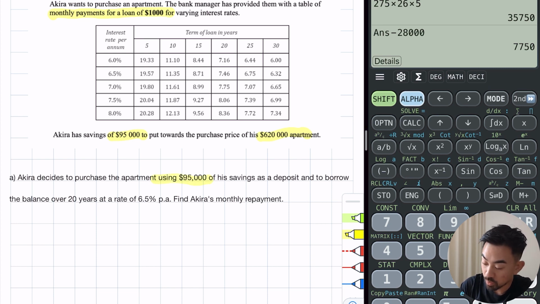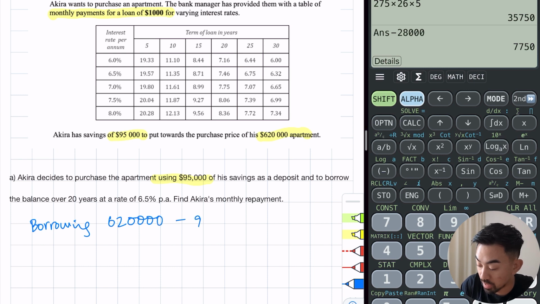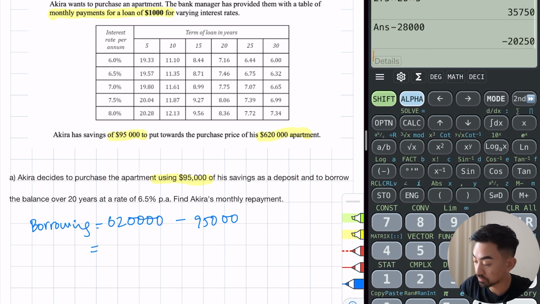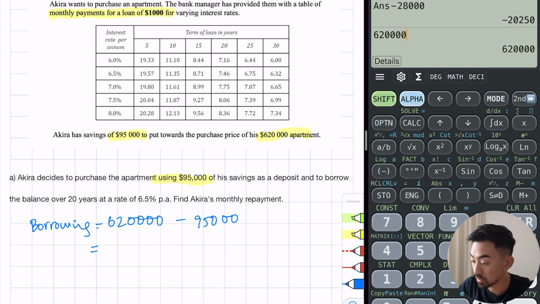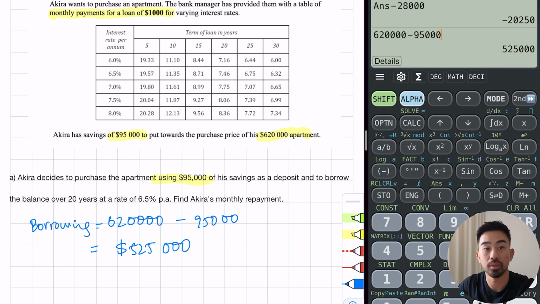All right, so he's putting a deposit down of 95,000. So that means he's only borrowing 620,000 take away 95,000. So what is that? 620,000 minus 95,000. So he's borrowing 525,000. Okay. Now let's look in the table for our values. So he's doing 20 years at 6.5%. That's 6.5%, 20 years. So for every $1,000 he needs to borrow, he needs to pay back $7.46 per month.